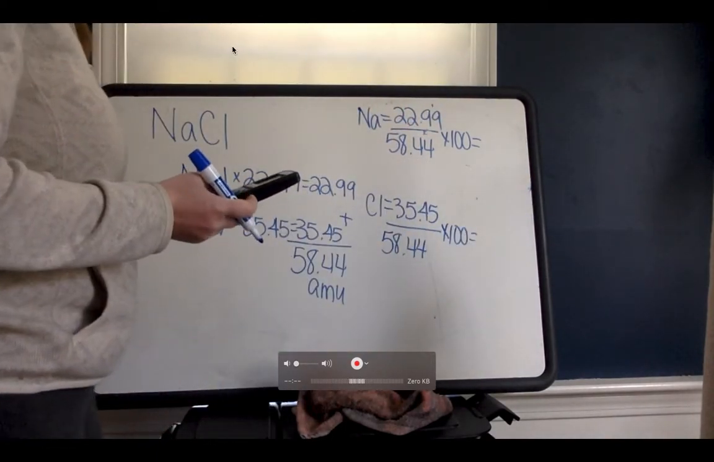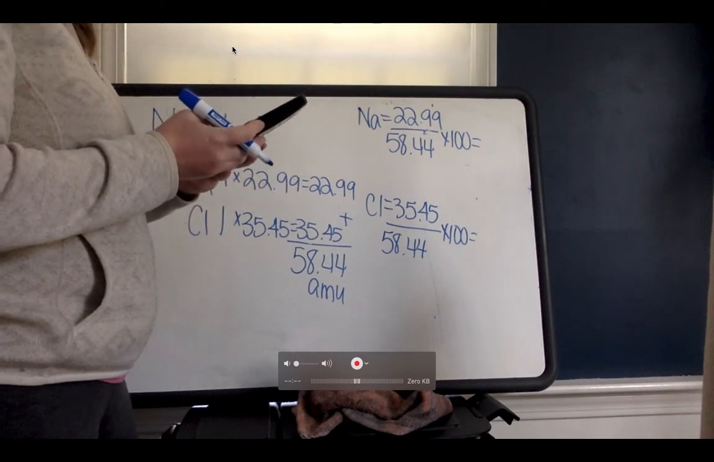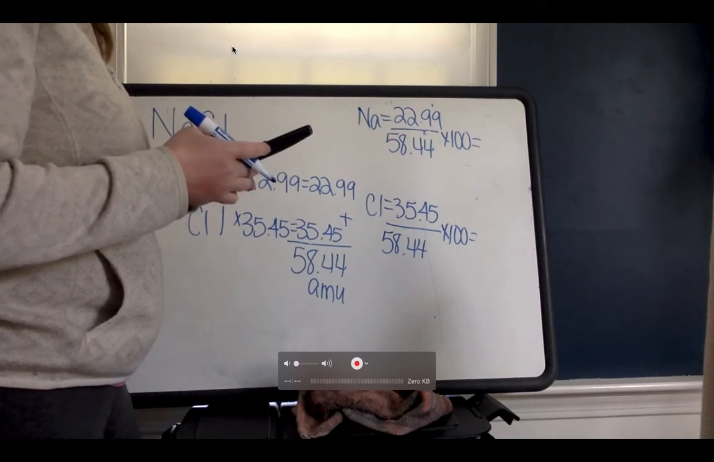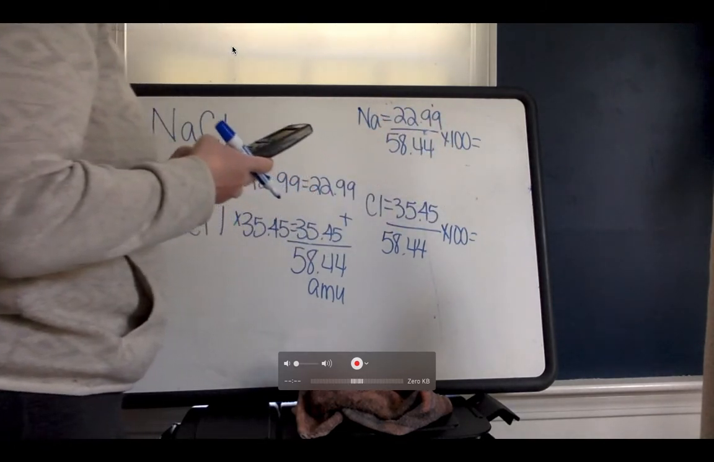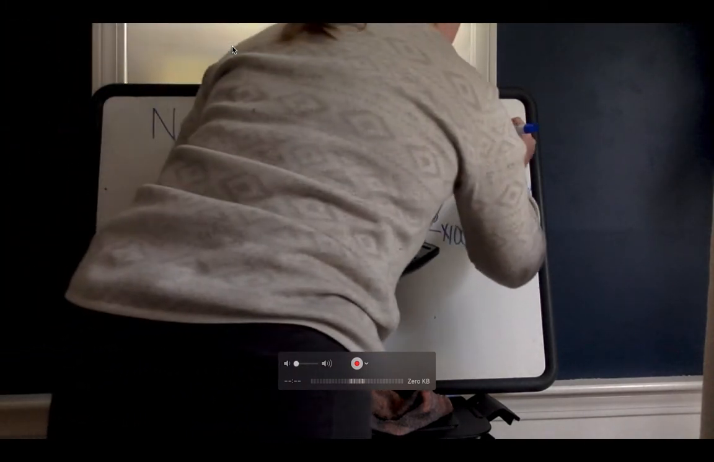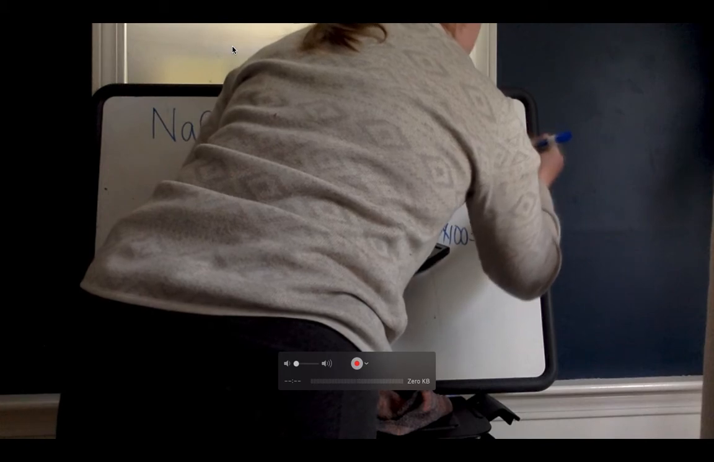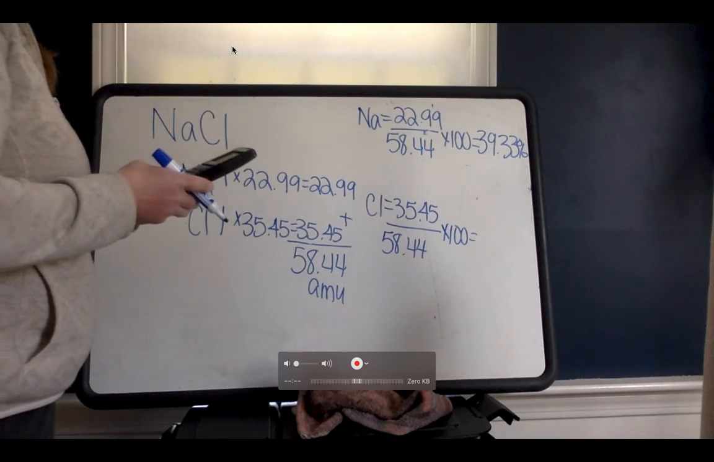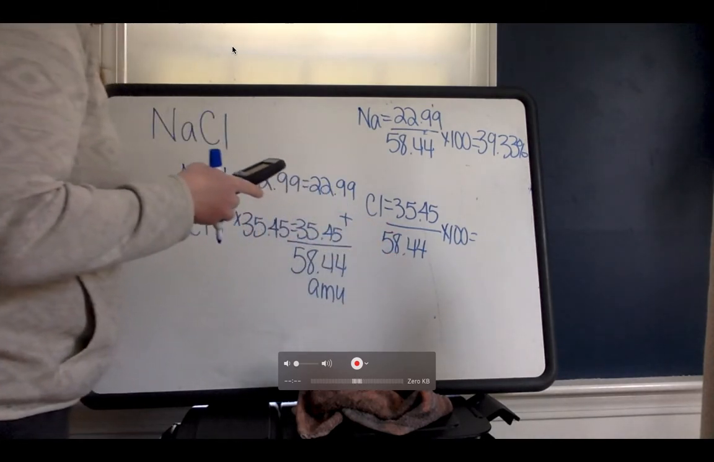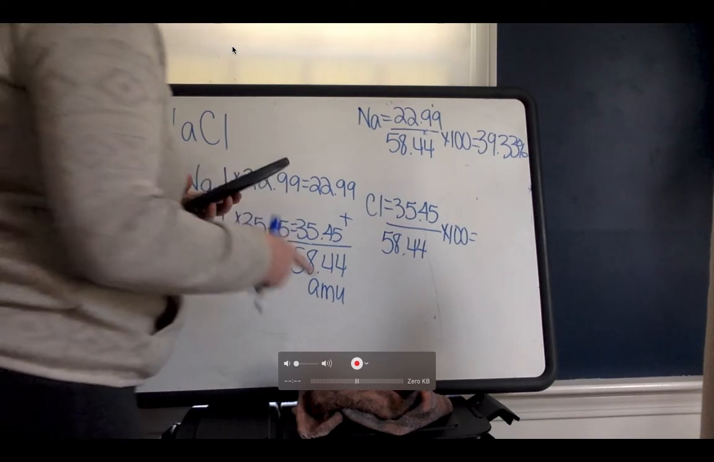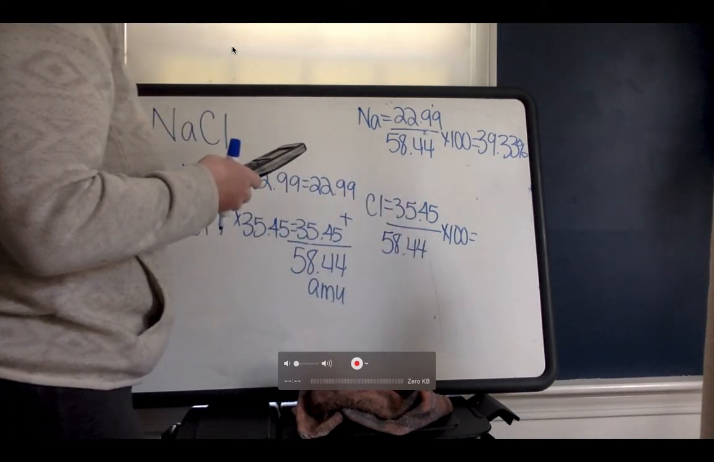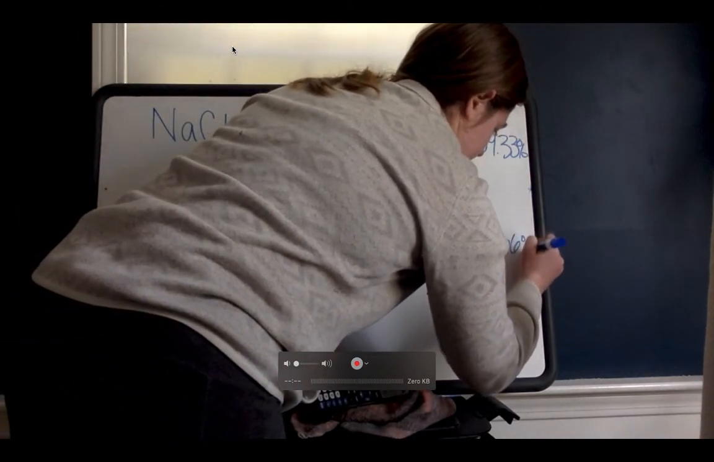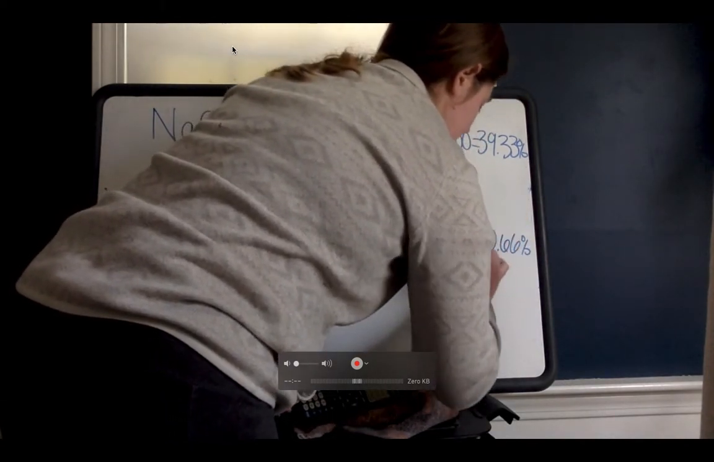So now we can put it in our calculator. 22.99 divided by 58.44. You can hit enter, and then you can times it by 100 to get a percent. And we get 39.33%. Then the next one, we have chlorine. We're going to do 35.45 divided by 58.44. We can hit enter, times 100 to get a percent, and you should get 60.66%.